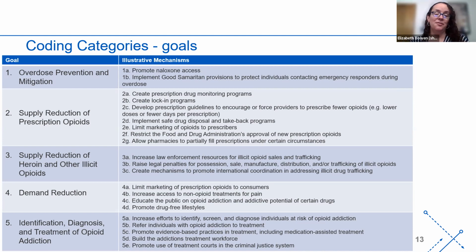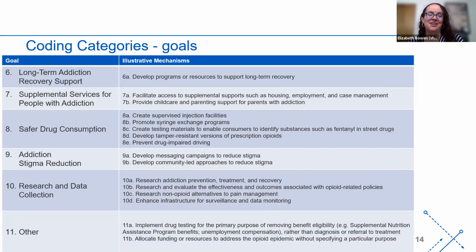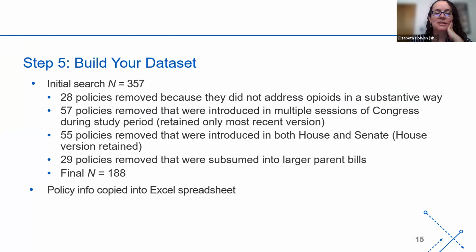I'm not going to read all of them. This actually goes on to a second page. So we had a total of 11 possible coding categories for goals, including an other category to have a catch-all for things that didn't fit neatly into these other categories. And of course, the policy can have more than one goal. So we built our coding to allow for that, because you might have a very long legislation that's trying to do multiple things. So a policy could have as many as 11 goals. I don't think any had all 11, but the way we coded, that would have been possible to record if it did. So back to building our data set.